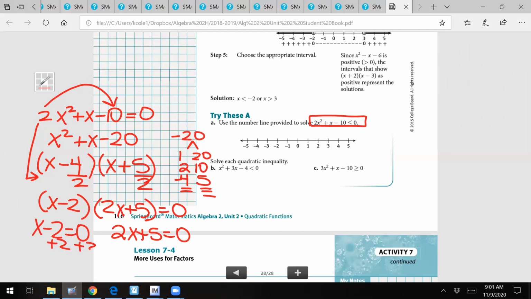x equals positive 2. That's right. Subtract that 5. Divide by 2. So x equals negative 5 over 2, which is the same thing as x equals negative 2.5. Either of those is okay. It's a good strong decimal, so it's okay to use that decimal in this case. If it was like 0.3333, we wouldn't want to use that. Okay, but this one's okay.